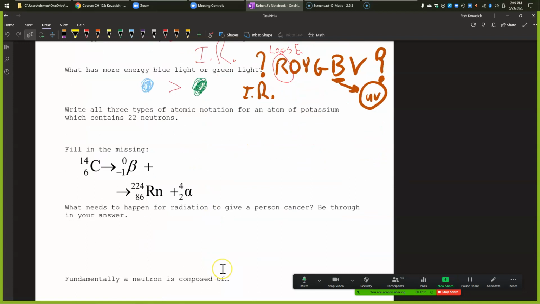Write down all three types of decay for potassium with 22 neutrons. Okay, so I've got a K, and it's 19, and 22 neutrons would be 41. Okay, so there's type 1, there's type 2, and there's type 3. That work? What's missing in that first equation?